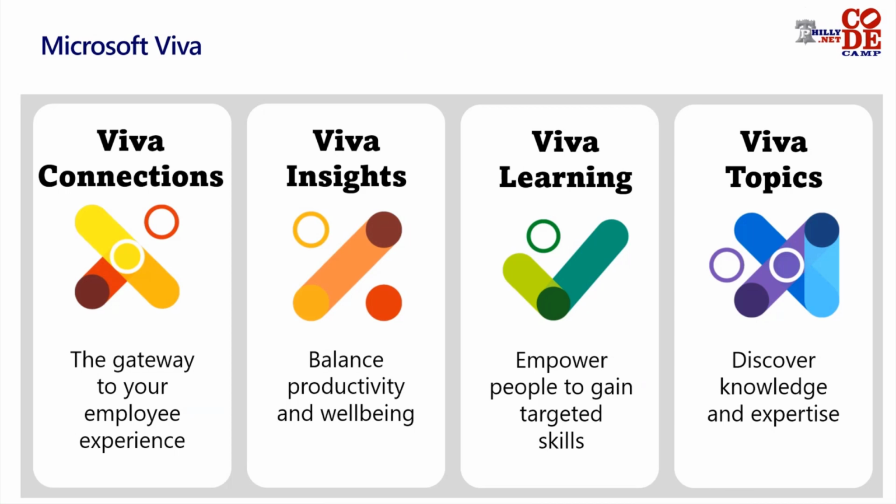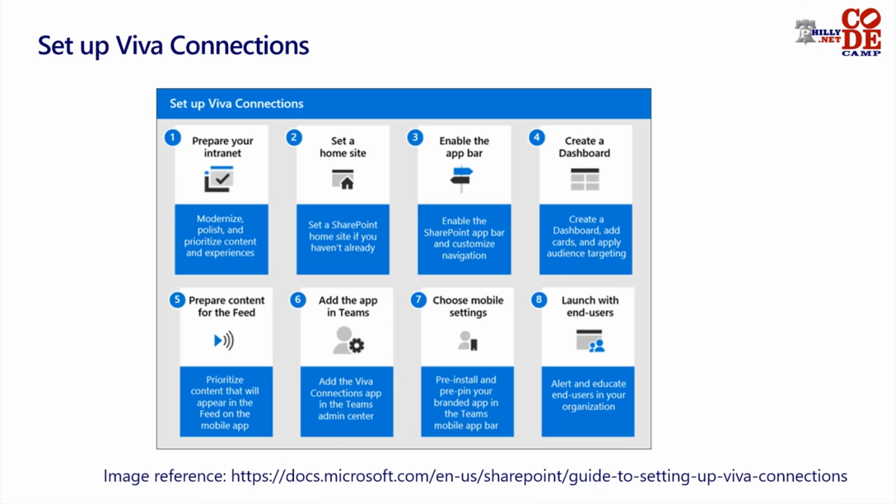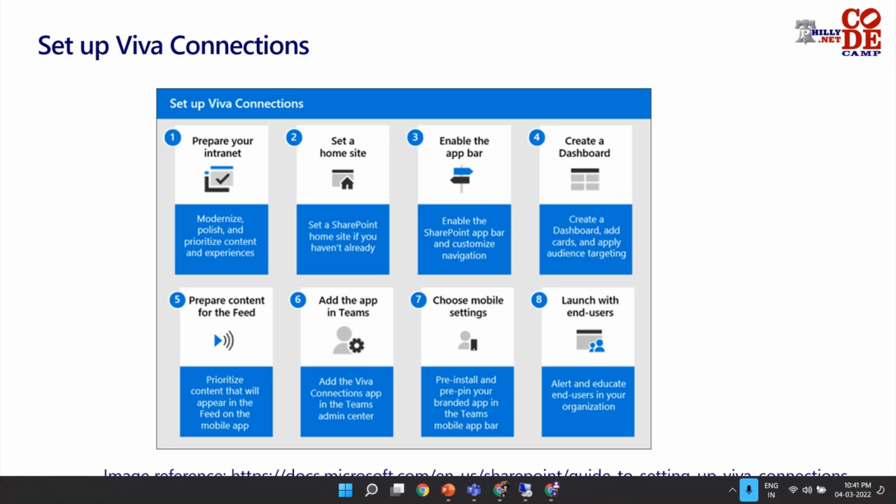Now that we have a good understanding of Viva, let's get into Teams mode and see how we'll be able to set up Viva Connections. This is an eight-step process outlined by Microsoft through which we'll be able to set it up quickly, and we will spend 5 to 7 minutes getting this prepared. As you can see on the screen, steps until 5 are more on the SharePoint front, and then from 6 onwards, mostly on the Teams front.